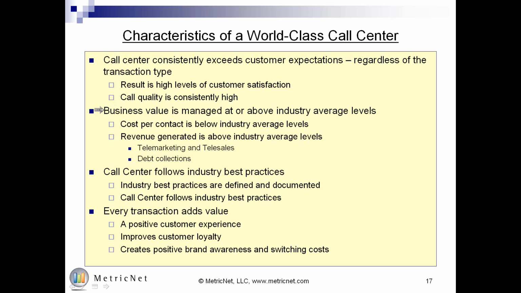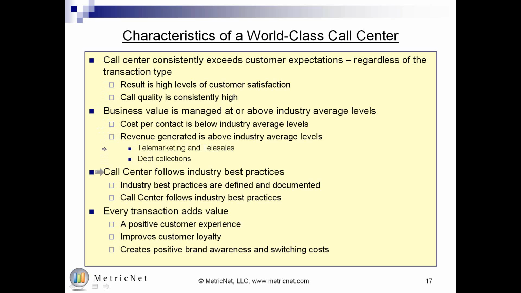But that quality by itself is not enough. You also have to manage that quality at an above-average industry level, meaning that your cost per contact is below industry average levels, and if you're in a revenue-generating call center, the revenue you generate is above industry average levels. So you're keeping your cost down, keeping your revenue high, in conjunction with delivering high quality service. So high quality, low cost, high quality, high revenue. And then there are two more subjective factors.